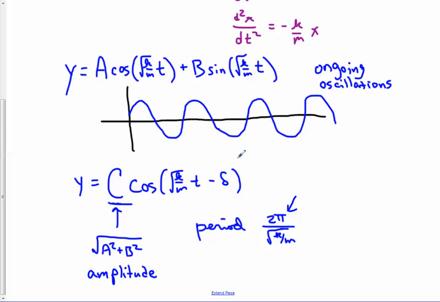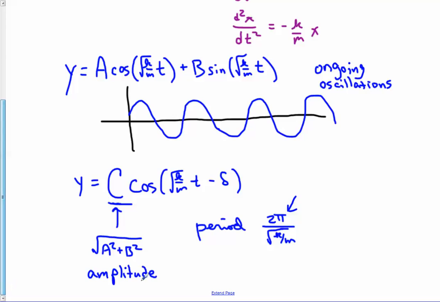How far out the block will stretch back and forth will be dependent on how you started it, whether you pulled it really far out and let go, or whether you just started by giving it a push, and then how hard a push you gave it will determine how far it goes. It's extreme, how far it goes, how extreme it gets, either compressed or stretched. So that'll be based on the initial conditions.